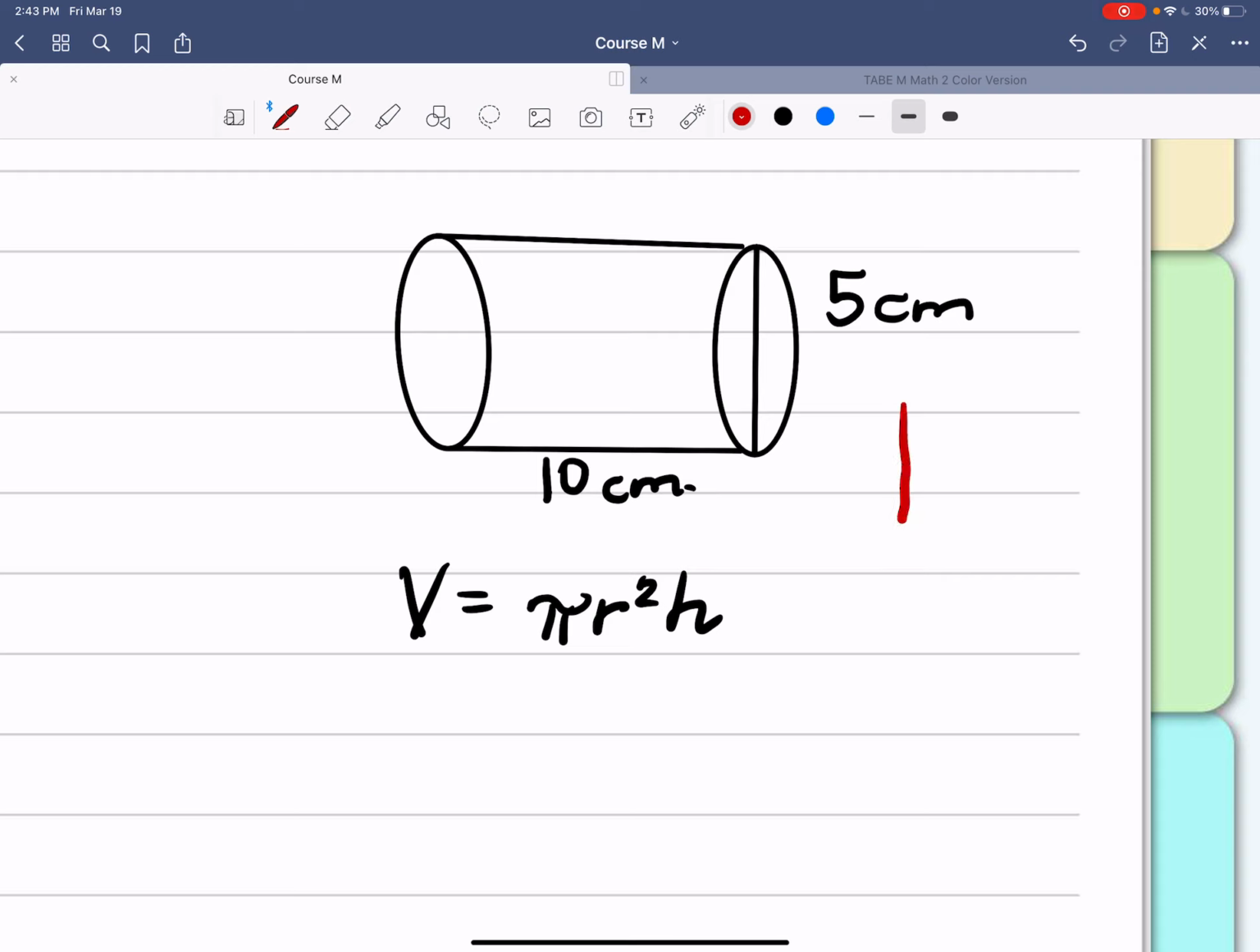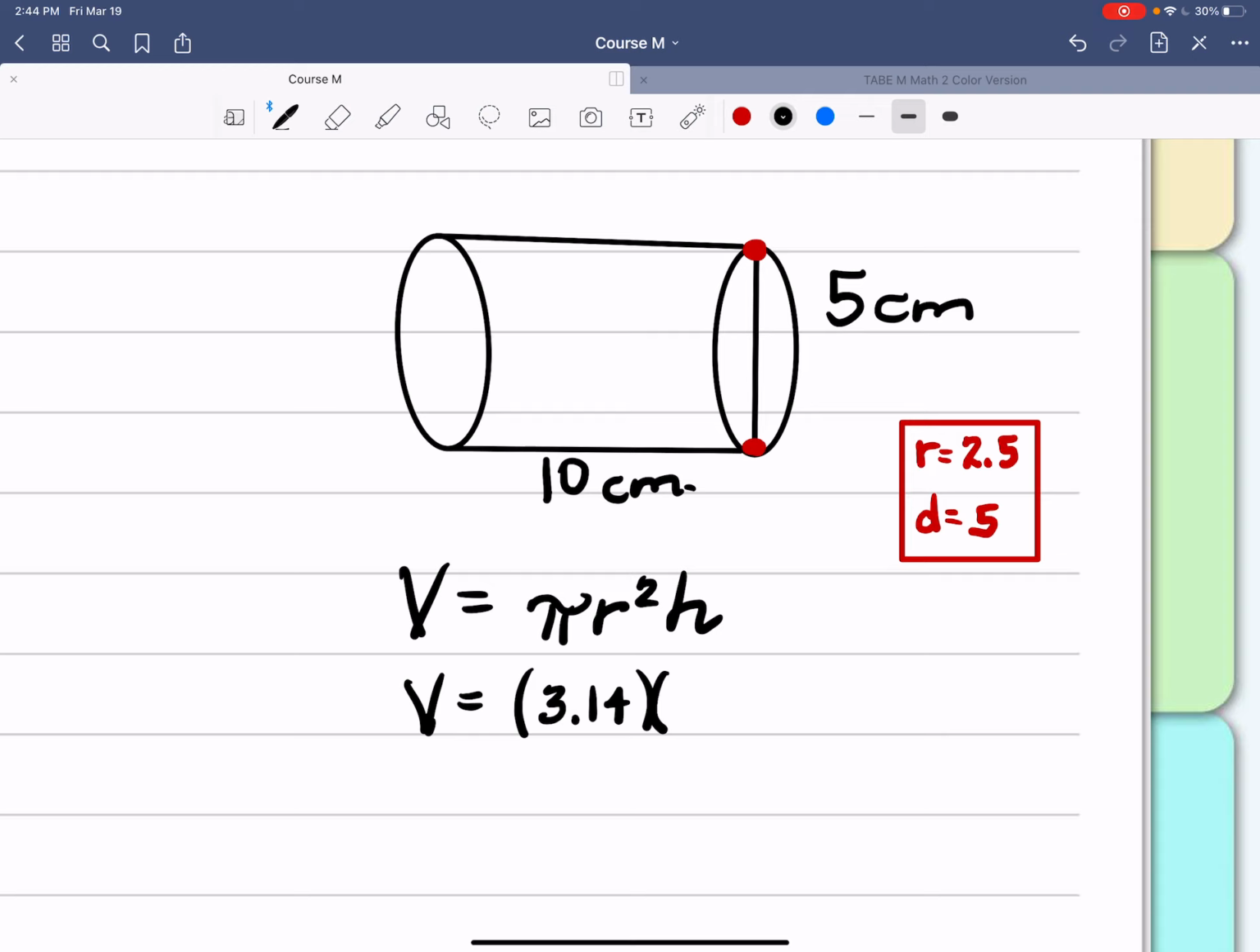Remember, when you deal with circles, you need to think about radius and diameter. And I always taught my students to draw a box every time they saw a circle. The diameter of this cylinder is 5. So radius is half that. That's 2.5. So make sure you know whether you're looking at radius or diameter. That is incredibly important. So volume is pi, which is 3.14, times the radius, 2.5 to the second power, times the height, which is 10.